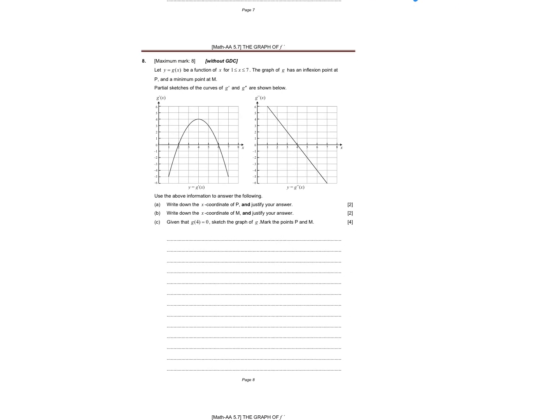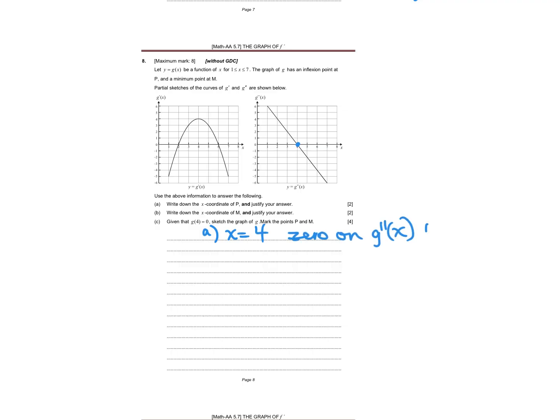Okay, so number 8, g is a function from 1 to 7. G has an inflection point at P and a min at M. Partial sketches of g, g prime, and g double prime are shown. So use the information to write down the x coordinate of P, which is the inflection point. So that's here. For A, x equals 4, and justify your answer: g double prime is 0 and changes sign.